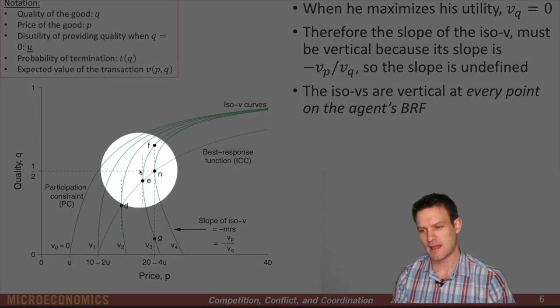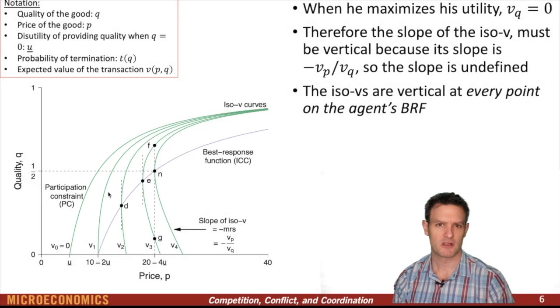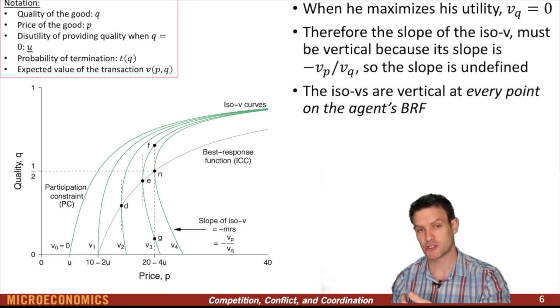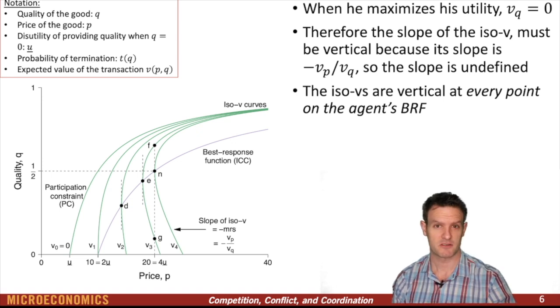So at point N, at point E, at point D, at each of those points, we have a vertical line tangent to the isovalue curve, and that gives us the best response function. Remember, the best response function is telling us that Armand is optimizing, and at every point at which Armand is optimizing, it must be the case that V sub Q equals 0. Hence our best response function.